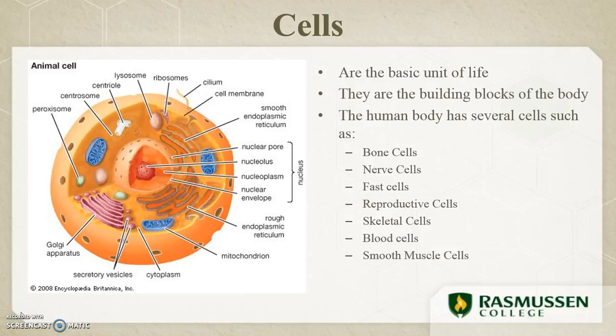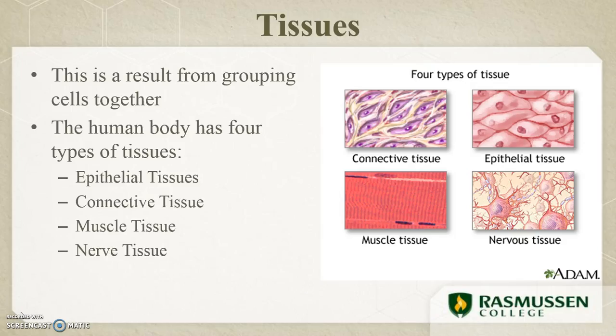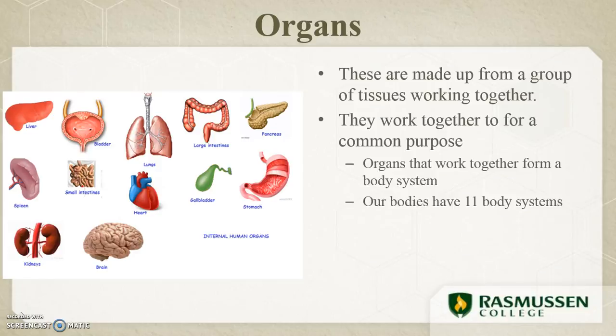Now, when all of your cells combine together, they form tissues. Tissues, again, are the result of a grouping of cells that share the same function and purpose. The human body has 4 types of tissues that I'm going to let you read up on. We have epithelial tissue, connective tissue, muscle tissue, and nerve tissue. So make sure you read your chapter and be able to distinguish the difference between those 4 types of tissues.